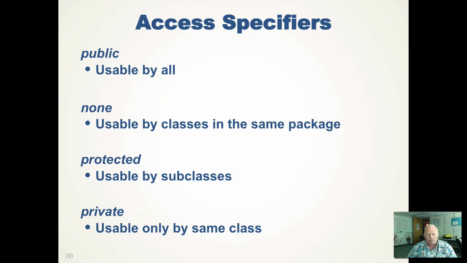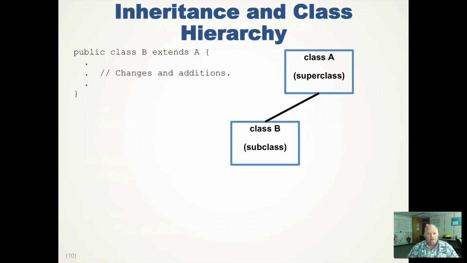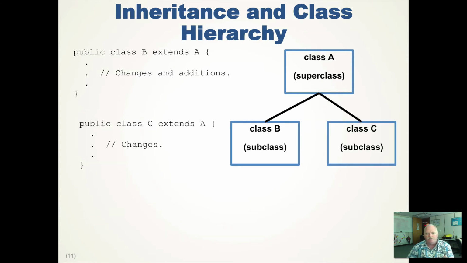So it's a nice feature in Java. So let's look at some inheritance hierarchy. You have the public class B extends A, so you have the concept of class A as the superclass, class B is a subclass. We make another class C that extends A, so now B and C are sibling classes. They're not related to each other other than they're both subclasses of A.